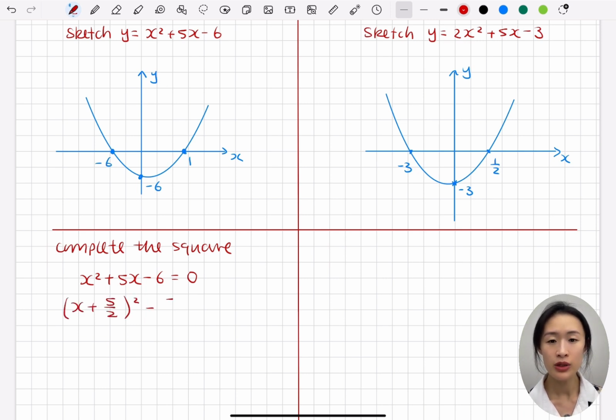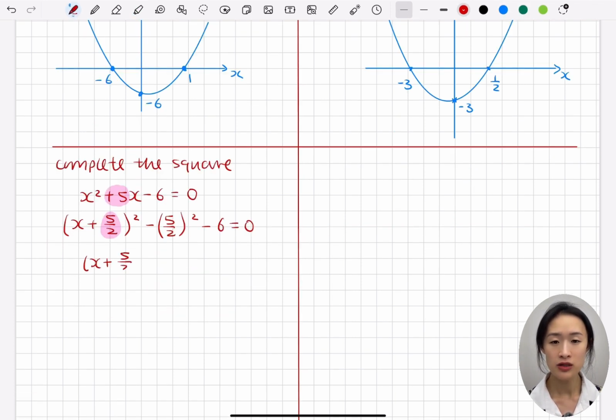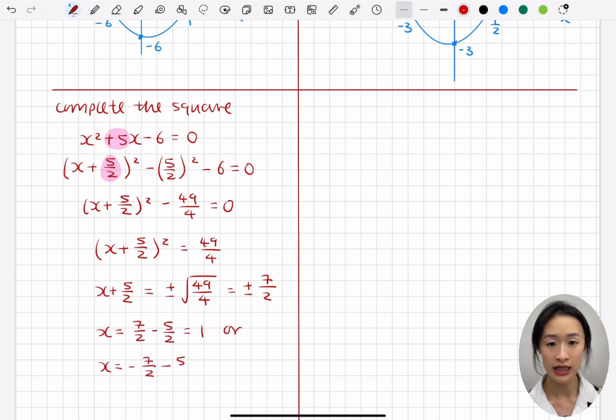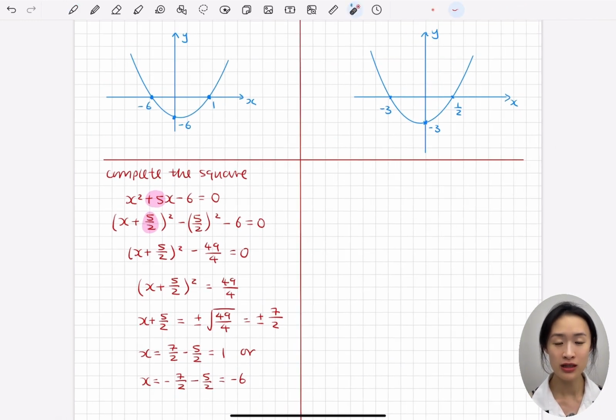And then, if I were to expand the bracket, I'll have an extra term, 5 over 2 squared. And I don't want that, so I need to take away that by collecting the constant term. So simplifying this equation, we will have x plus 5 over 2 squared equals 49 over 4. Now by solving this equation, I can find x equals 1 or negative 6. As we can see, we've got the same answer as we did using factorization.